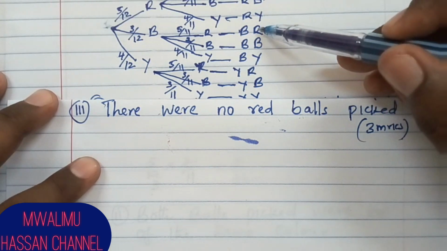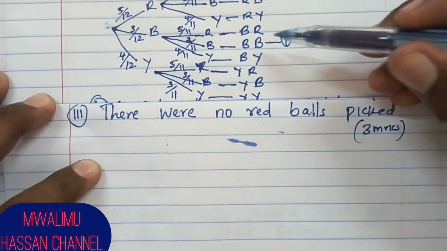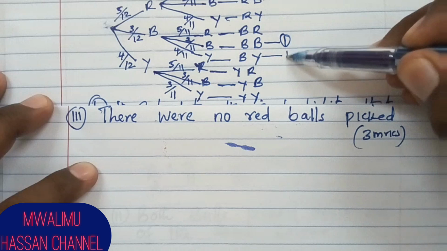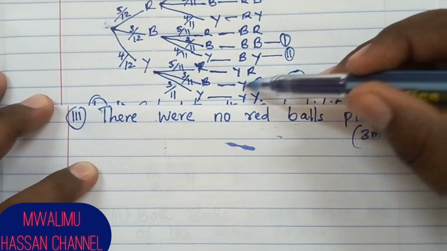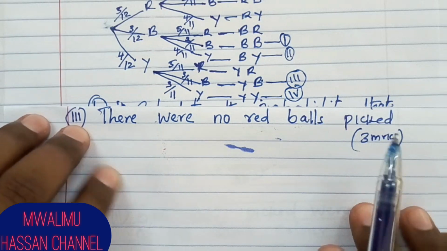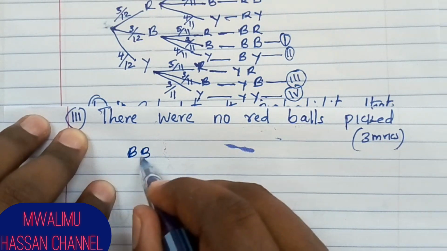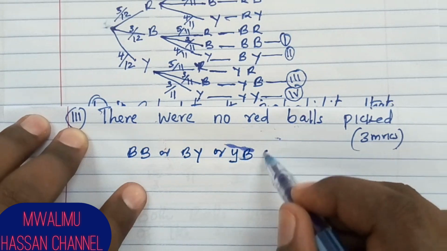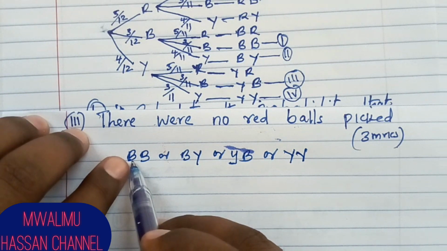Here we have red, yellow, that's not there. We have blue, red, no. Then we have this one first. We have blue, blue. So in this case, both balls are blue. That means there is no red ball here. Then we have this one, the second, because we have blue and yellow, there is no red there. Then we have yellow, blue, there is no red there also. Then finally we have yellow, yellow, so there is no red ball there. So if there will be no red balls, then that means they can be blue, blue, or blue, yellow, or yellow, blue, or yellow, yellow.